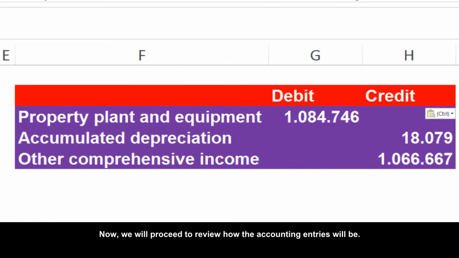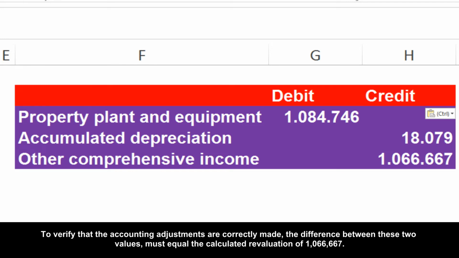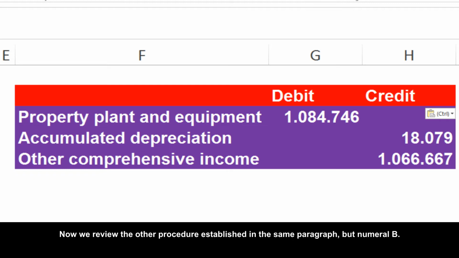Now, we will proceed to review how the accounting entries will be. First, the entity needs to adjust the cost of the asset by $1,084,746 and the depreciation by $18,079. To verify that the accounting adjustments are correctly made, the difference between these two values must equal the calculated revaluation of $1,066,667. Now we review the other procedure established in the same paragraph, but letter B.